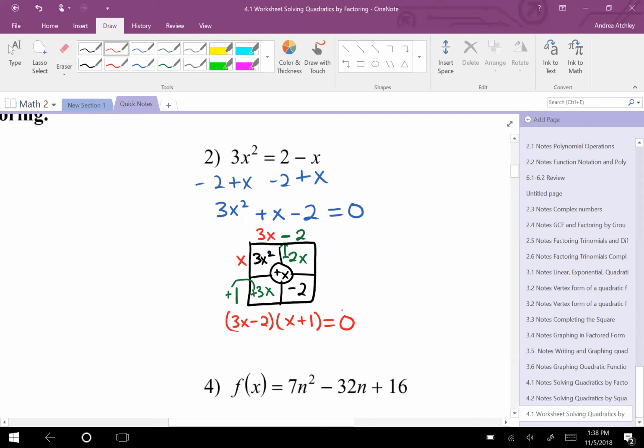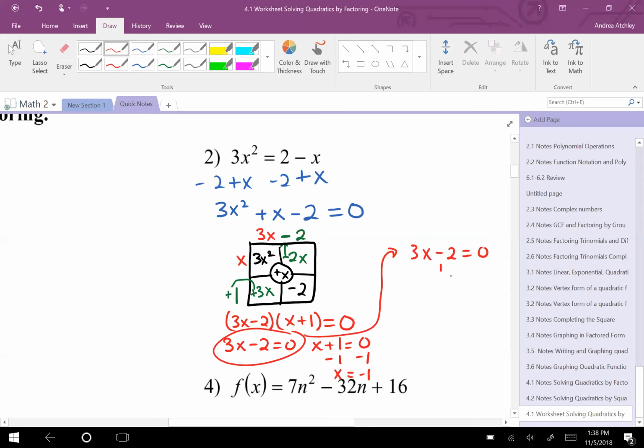So now we're going to use our zero product property, that if that's equal to 0, then one of the factors needs to be equal to 0. So 3x minus 2 is equal to 0, and the x plus 1 is equal to 0. So I'm going to subtract 1 from both sides, and that'll give me x equals negative 1. I'm going to move this over here. So we have 3x minus 2 equaling 0. I add 2 to both sides to solve. Get 3x equals 2. Then I divide by 3 and get x equals 2 over 3.